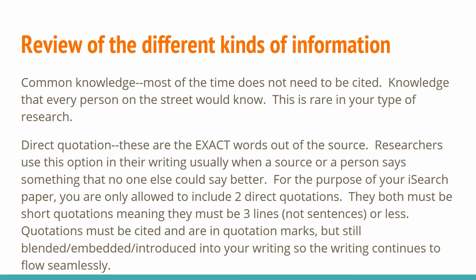The next type of information is direct quotations. Direct quotations are the exact words of the source. Researchers use this option in their writing, usually when a source or a person says something that no one else could say any better. For the purpose of your iSearch paper, you are only allowed to include 2 direct quotations. They must both be short quotations, meaning they must be 3 lines, not 3 sentences or less. Quotations must be cited and are in quotation marks, but still blended, embedded, and introduced into your writing so that the writing continues to flow seamlessly.